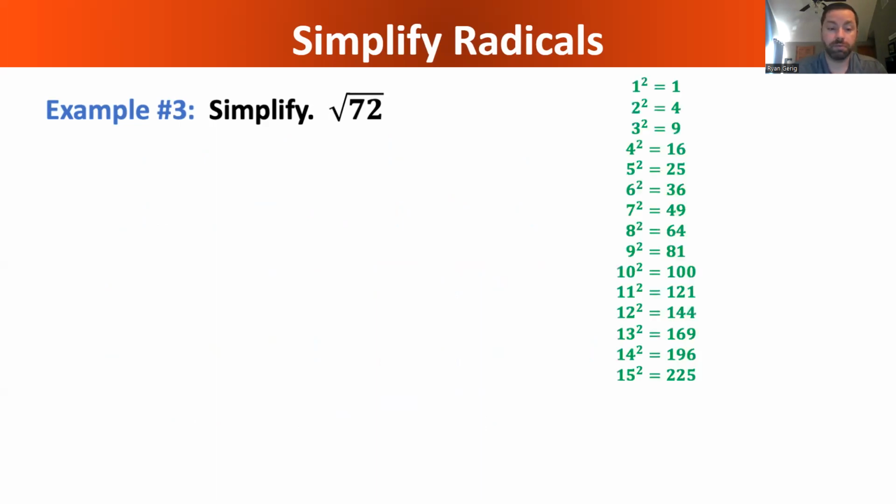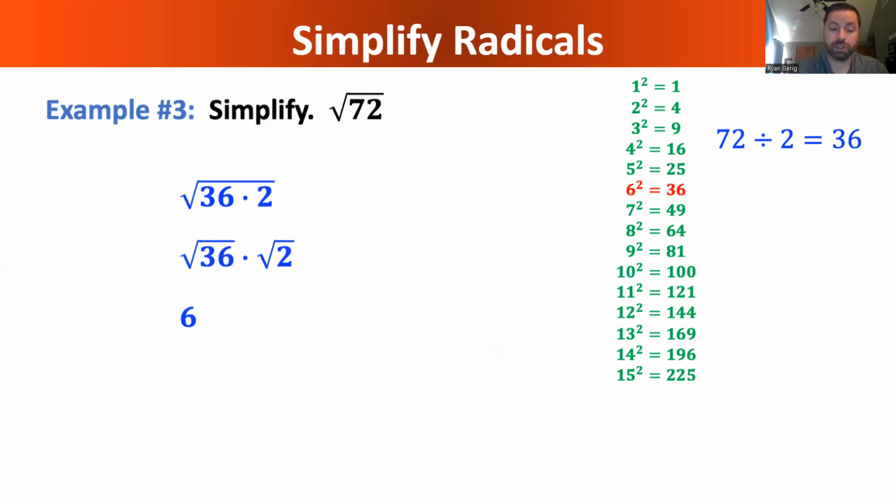Let's take a look at a different one that doesn't use 25. Square root of 72. Let's look at the perfect squares that I had you write down at the beginning. Are there any of those numbers that divide evenly into 72? Okay, hopefully you see that 72 divided by 2 is 36, and 36 is one of our numbers. So I can do 36 times 2 and get the square root of 36 times the square root of 2, which is 6 square root 2.